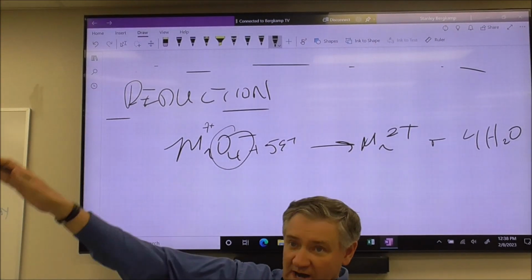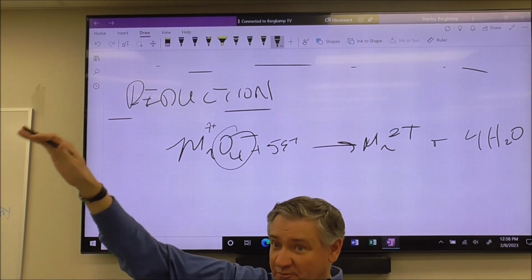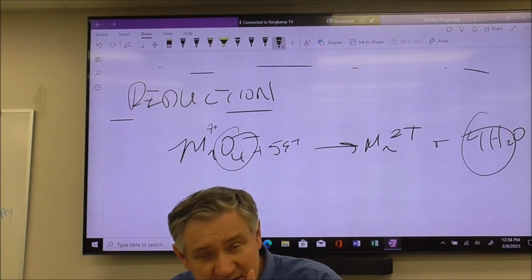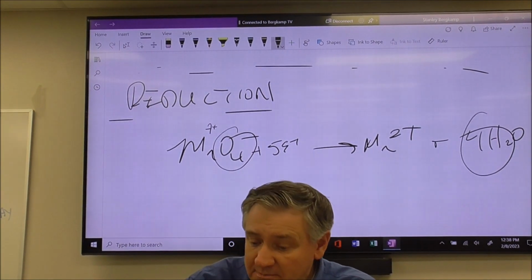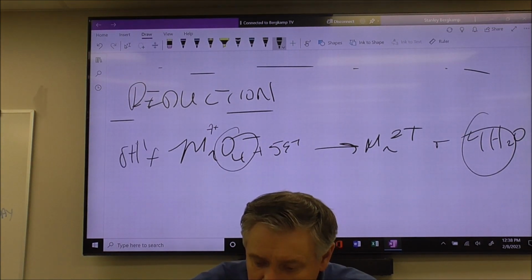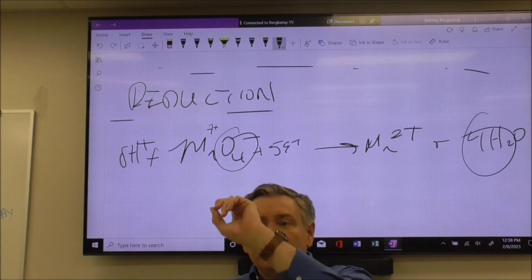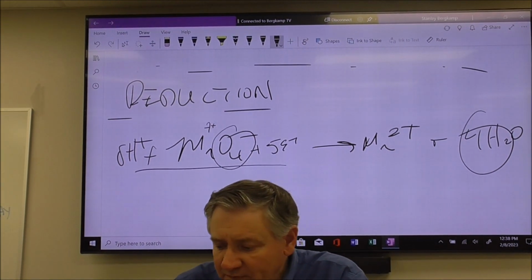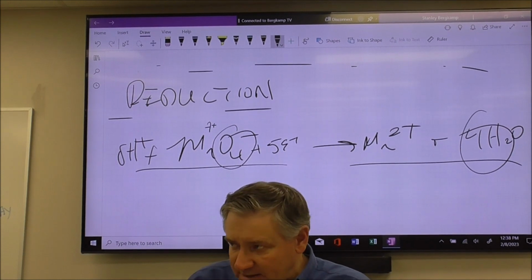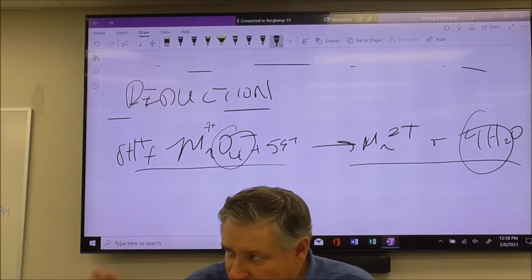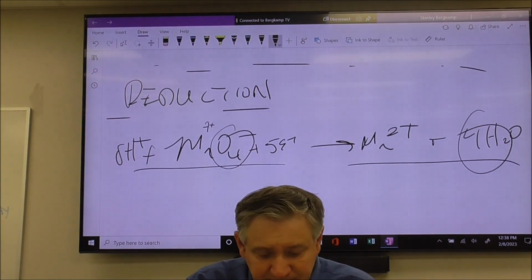Now I got 4 waters, but now I have 8 hydrogens. These are in acidic environments. So I'm going to come back over here and I'm going to put 8 hydrogens. Now, here's how you can tell that you got this right. If you add together all the oxidation states on both sides, they should equal. You should balance on charge and number of particles.